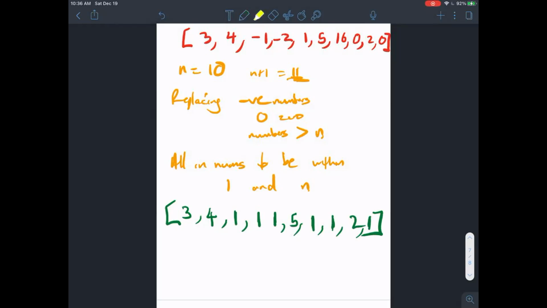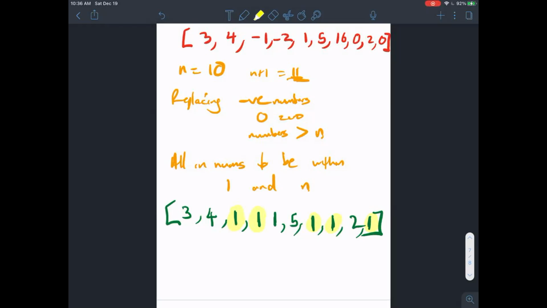Let me highlight here to see which numbers we replaced. We replaced this one, then we also replaced this one, then we also replaced this one. So now we've ensured that our array has numbers which are all within that range, between 1 and n, n being 10.